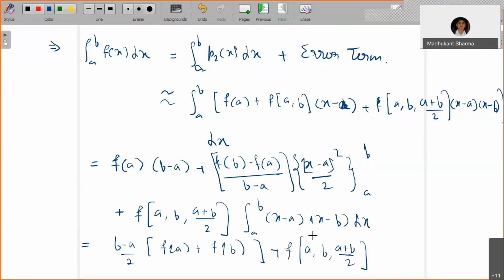Now integrate this term. You can integrate two ways, by using the product rule, or you can open this product and then integrate. We did that also during the trapezoidal rule when we were trying to find the error term. I'm just writing the simplified form of the final term. If you recall, that is going to be this minus (b minus a) cubed by 6.